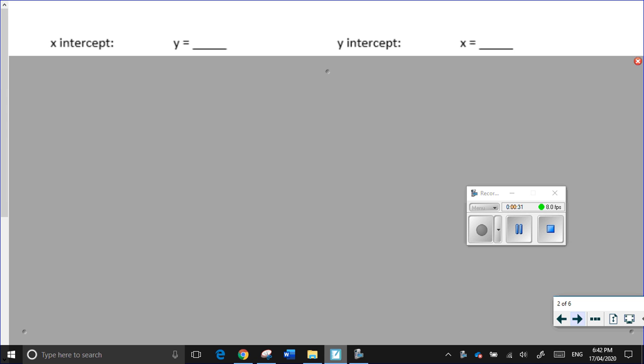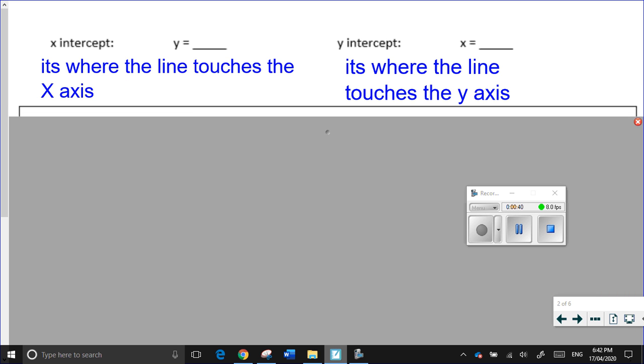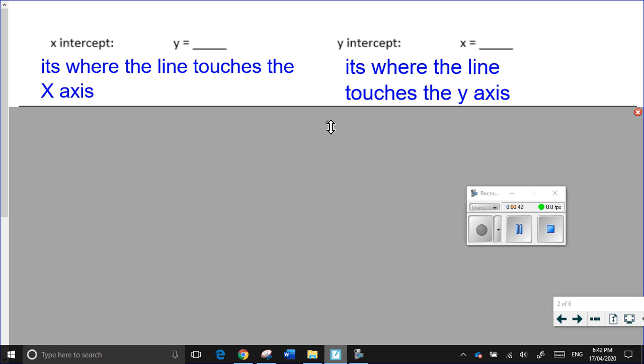Now, before we get too far into things, we've got to remember what an x-intercept and a y-intercept are. If you know what the word intercept means in English, then it makes sense, because intercept means that they meet. The x-intercept is where the line touches the x-axis, and the y-intercept is where the line touches the y-axis. Sometimes the names of things make sense.